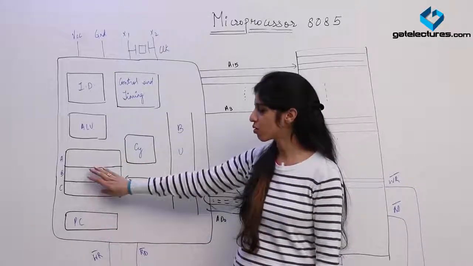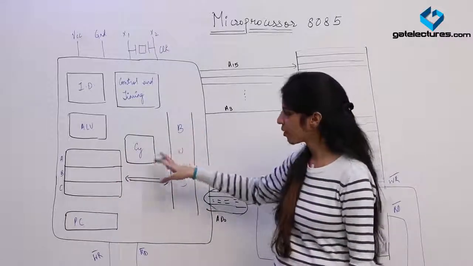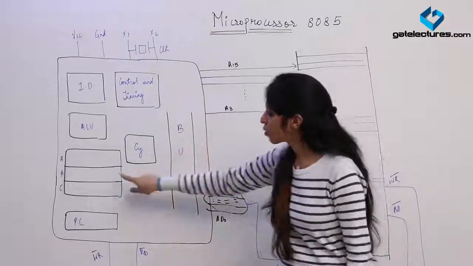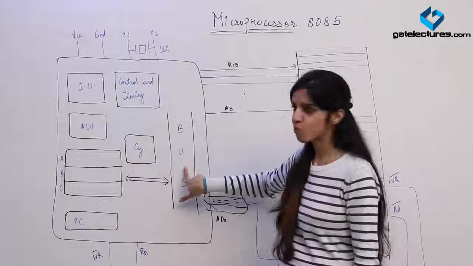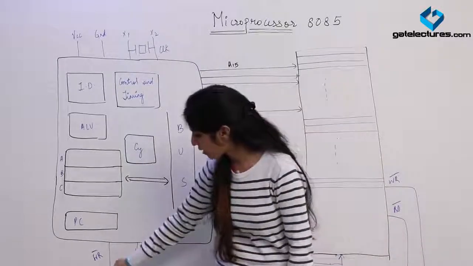Something like that. They are just holding the data. This is the bus. What the bus is doing is, whenever you want to transfer data from memory to register or register to memory, you are going to put the data from the register onto this bus. This bus is going to transfer the data to the memory. Okay, fine. These are write and read lines.